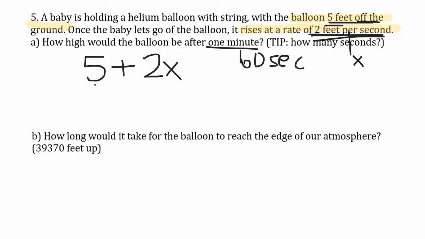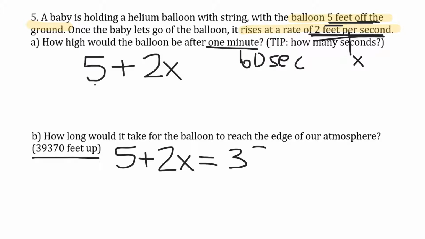Now for part B here, how long would it take for the balloon to reach the edge of our atmosphere? We're going to have to work backwards. So we're going to use our equation 5 plus 2x, which represents the amount that the balloon is going up. But we want it to match the height of the edge of our atmosphere, which is 39,370 feet. So now we've got an equation, and you got to try to solve for x. And then that will tell us how long it took for the balloon to reach that height.